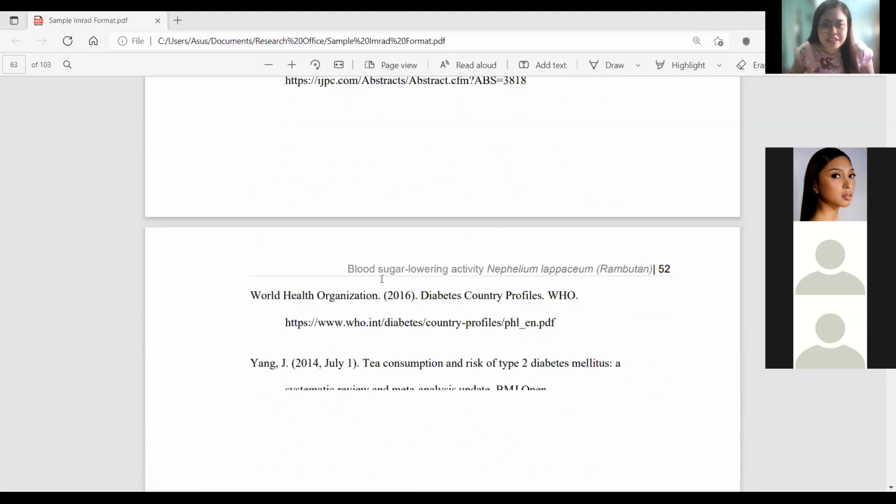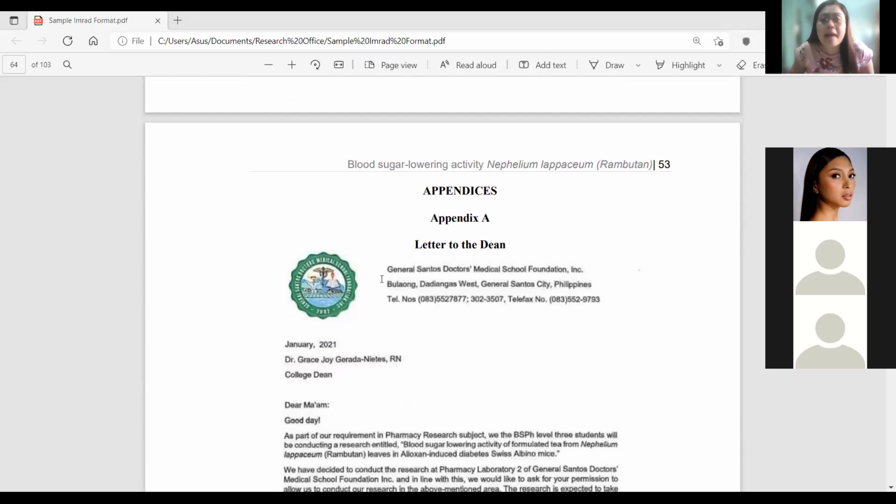And then after the references will be the appendices. So take note that you have to include the appendices during the proposal defense. Now, what are the things you need to include in this section?